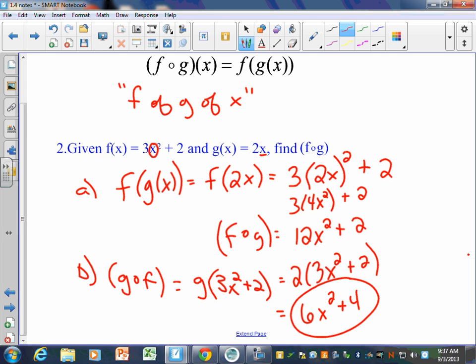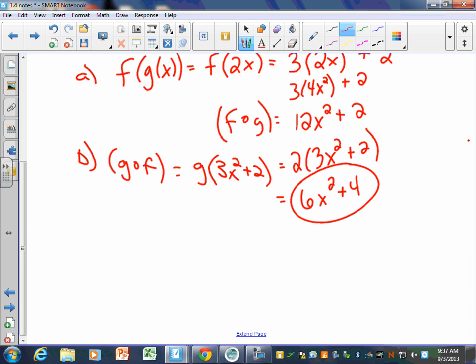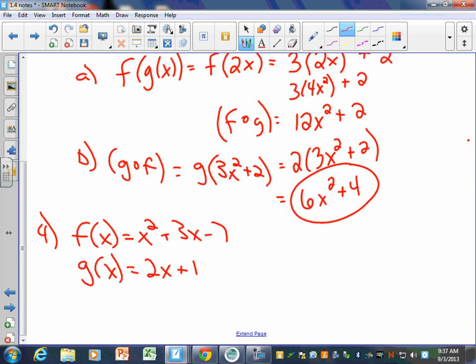You could actually do g of f of x first, but do you remember, I'm throwing a third example over here. What if I said, actually, I want to make a whole new problem. Number 4. What if I said f of x equals x squared plus 3x minus 7 and g of x equals 2x plus 1, and I want you to find f of g of 7. Read that writing?